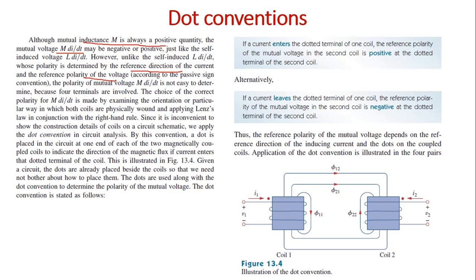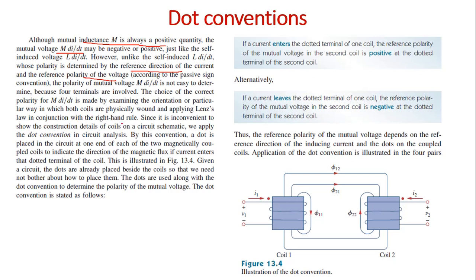So what it means is the voltage developed across the inductors, that is the self-inductance voltage and the mutual voltage, will have polarities, that is, it will be either positive or negative. Now directly we cannot determine the polarity of these voltages, so we have to use some conventions. Okay, so that convention is what we call the dot convention.